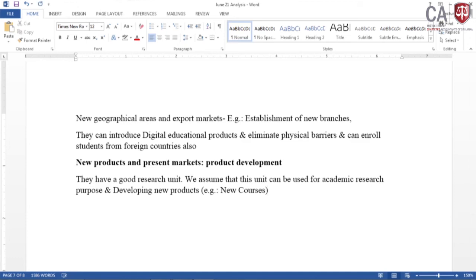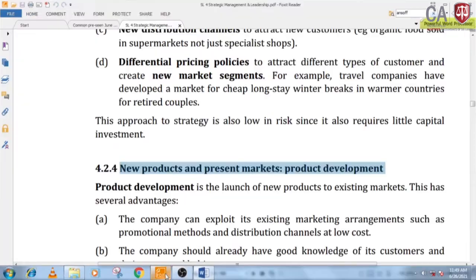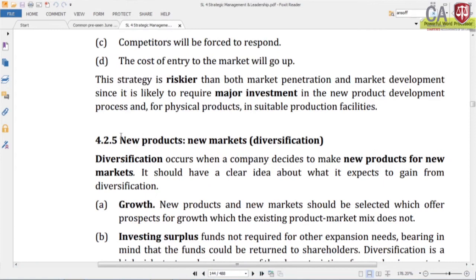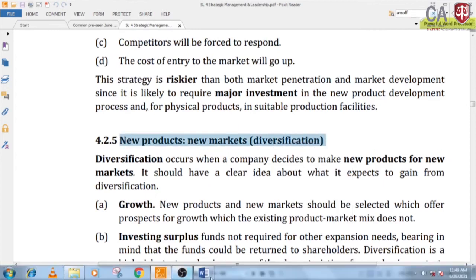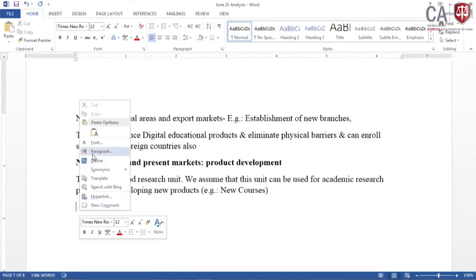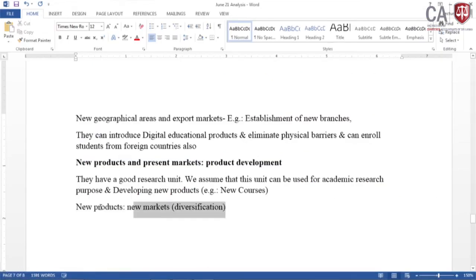In the final strategy, that is diversification, that is the riskiest strategy. New product, new market. So, what do you think about this particular strategy? Can they apply this strategy in Patrice?